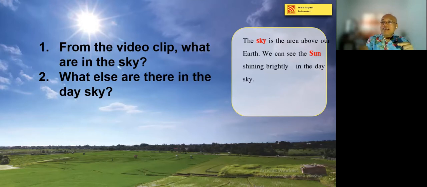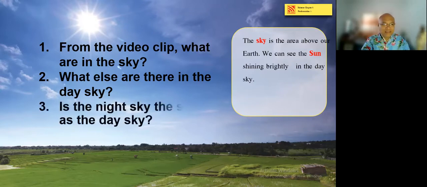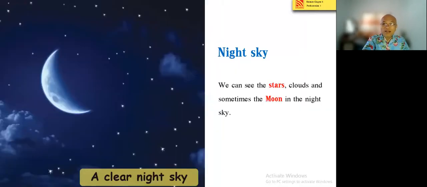Yeah, the sky is the area above our earth. We can see the sun shining brightly in the day sky. What else is in the sky? All right, you see some things in the sky. Is the night sky the same as the day sky?